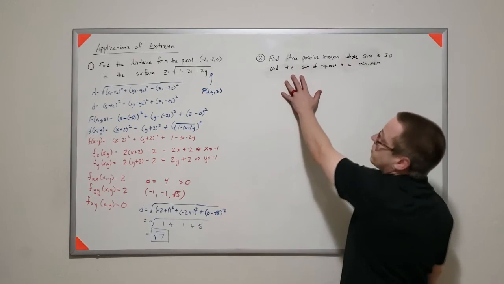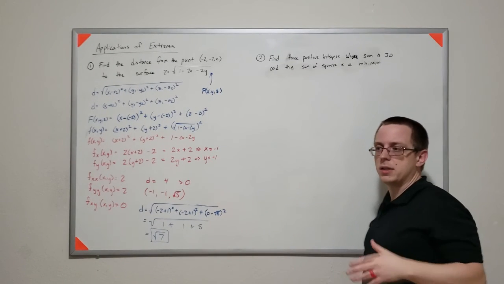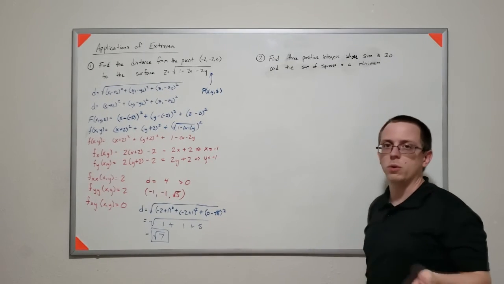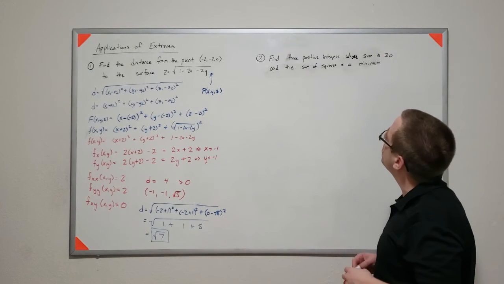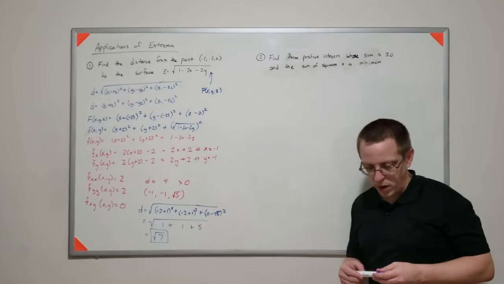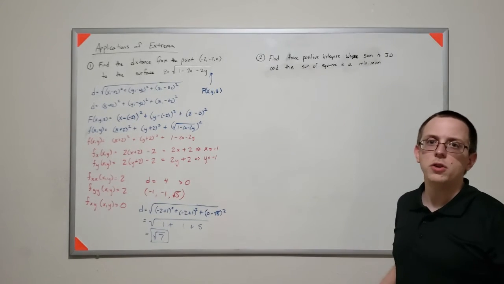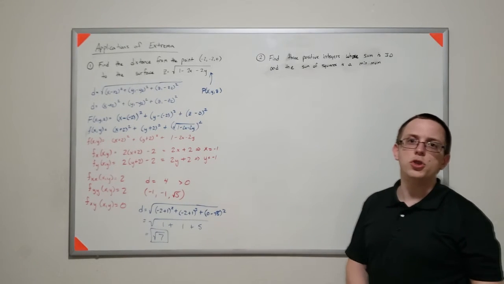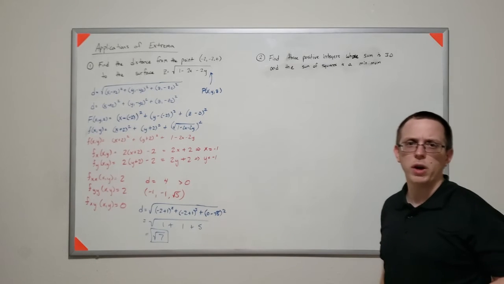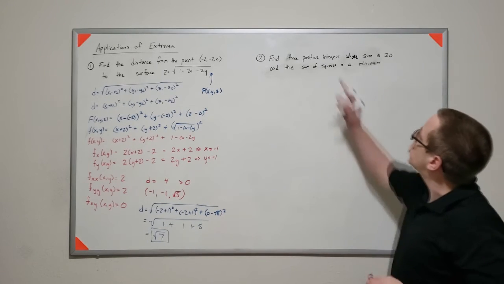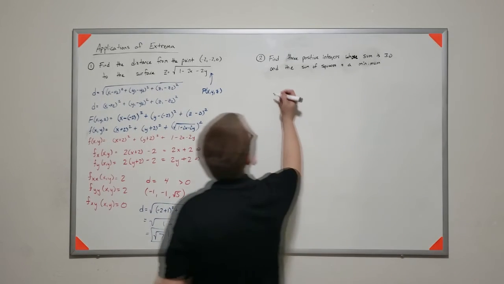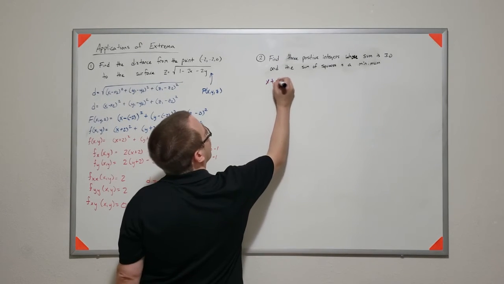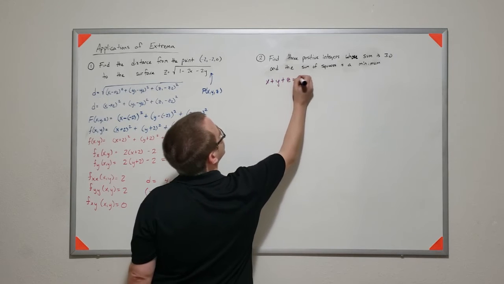In this case, we have something a little more mathy, a little less tied to a real world scenario, but it could be. It says 3 positive integers whose sum is 30 and sum of the squares is a minimum. So we need to construct a couple of equations, like a word problem. There are 3 positive integers whose sum is 30, so x plus y plus z equals 30.